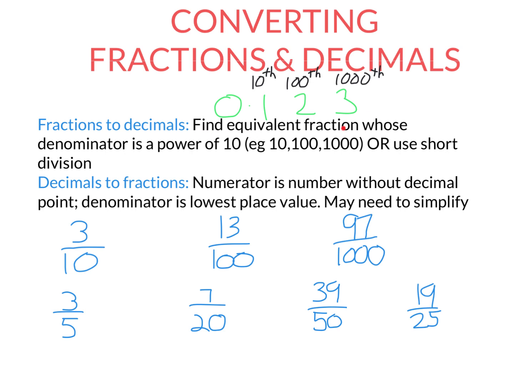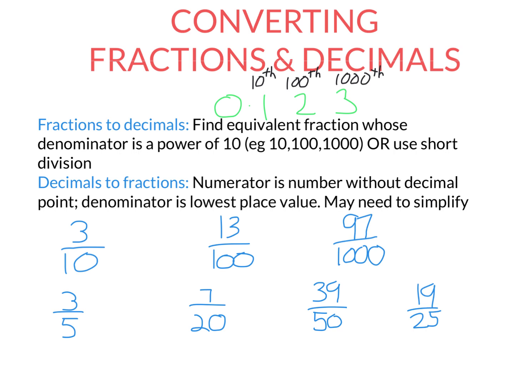So you find an equivalent fraction whose denominator is a power of 10. By power of 10, I mean 10, 100, 1,000, 10,000, or so on. Or you can use short division. For decimals to fractions, it's actually quite a lot easier. You just use as the numerator the number without a decimal point, and the denominator is the lowest place value. You may need to simplify.